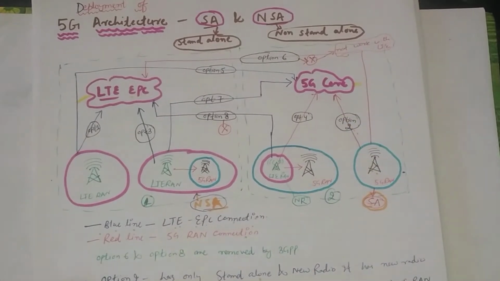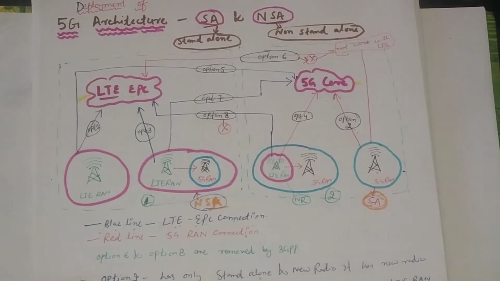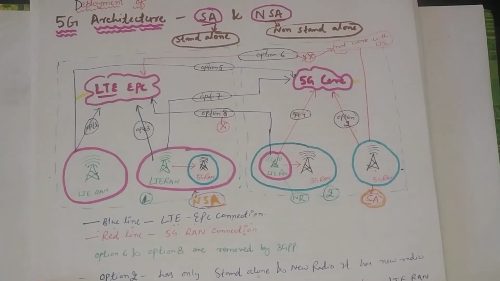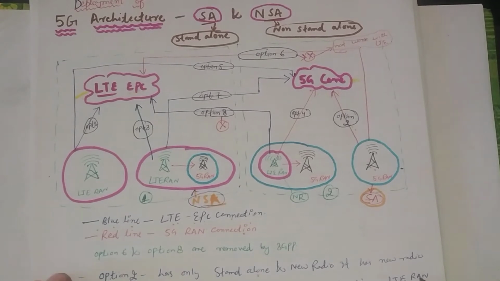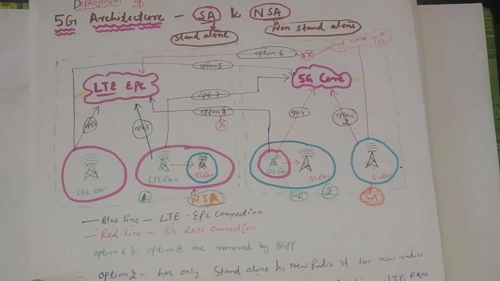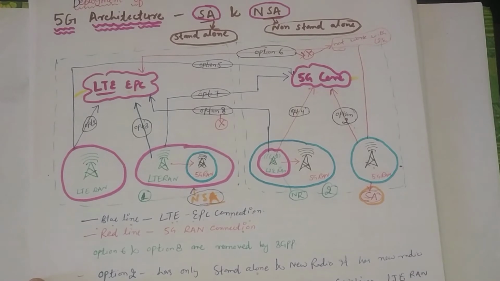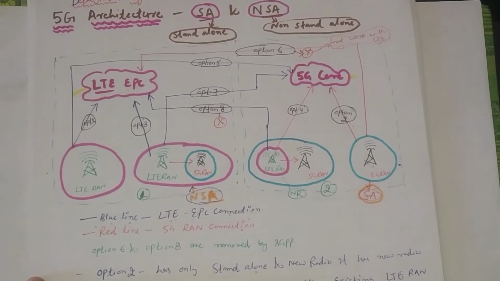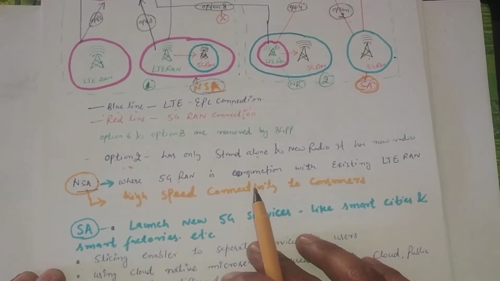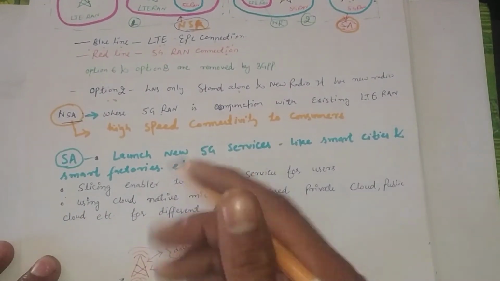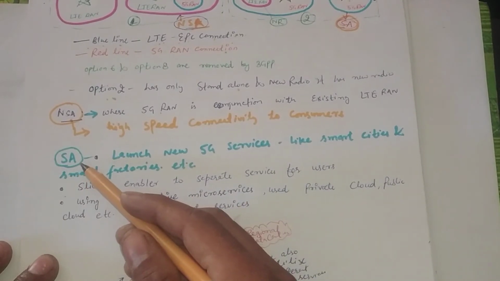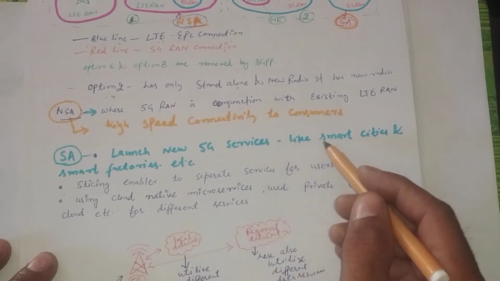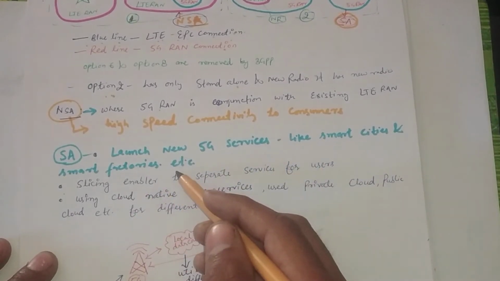And non-standalone, NSA, is where the 5G radio access network is in conjunction with the existing long-term evolution radio access network or 4G network, and it gives high speed connectivity to the consumers for 4G. Next one is the standalone. The standalone launches new 5G services like smart cities, smart factories, etc.